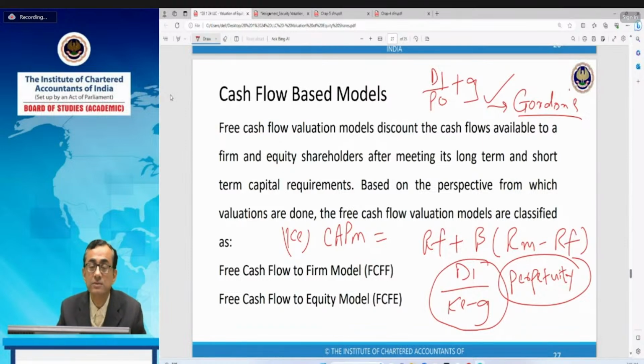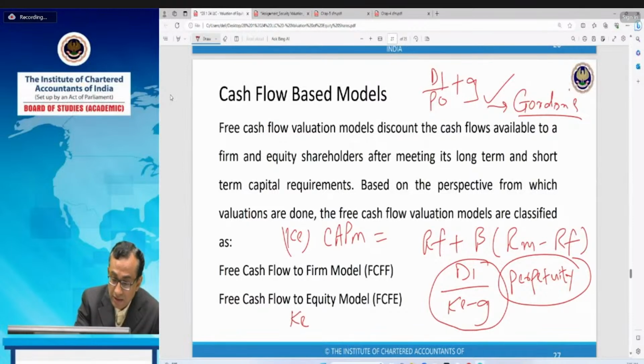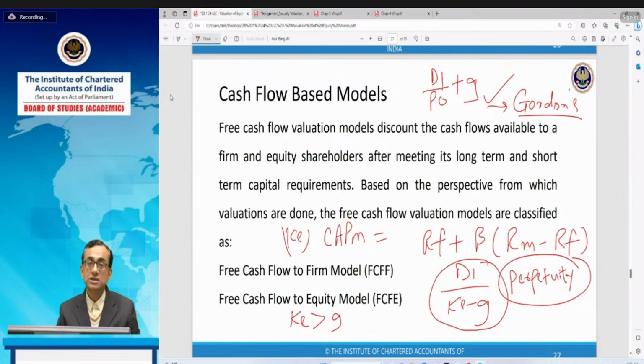Another very important aspect of the Gordon's growth formula is that KE is greater than G. That is, the cost of equity capital is always greater than the growth rate. So this is one of the very important assumptions of the Gordon's model. Therefore, in the denominator, it is written as KE minus G.